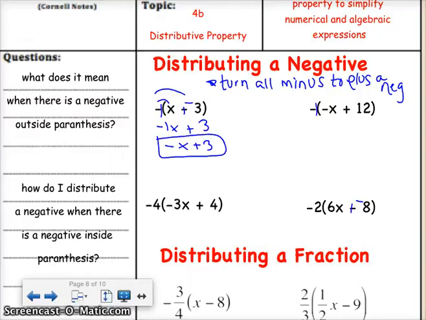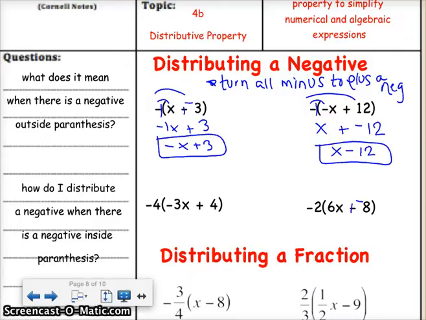Okay, push through. We got 3 more left. Negative 1 times negative x plus 12. Distributing my negative. Negative 1 times negative x is just a positive x. Plus, negative 1 times 12 is a negative 12, which is x minus 12. Make sure you turn, if it's plus a negative in the end, turn it back to subtraction.